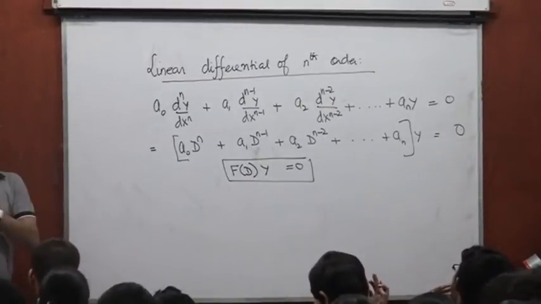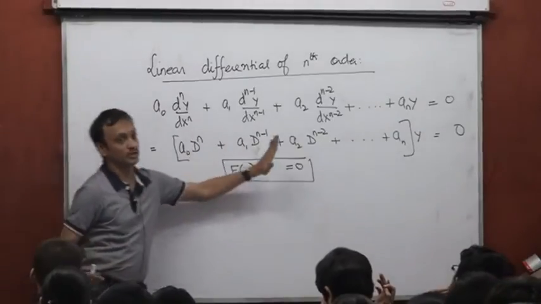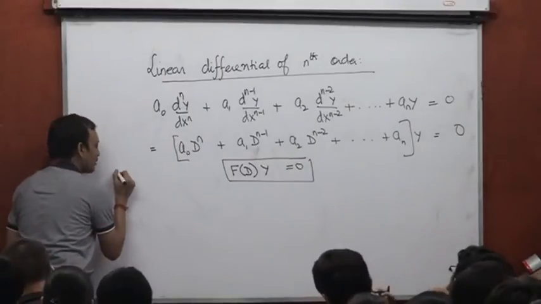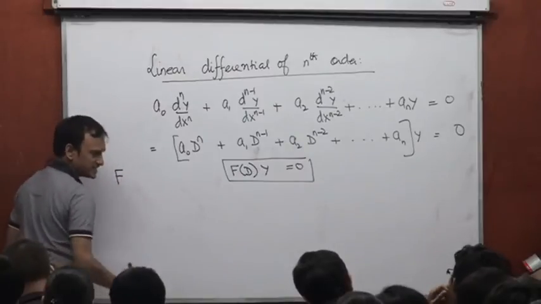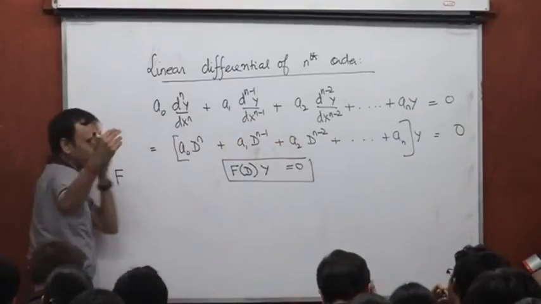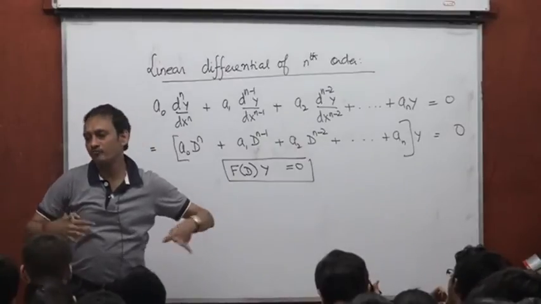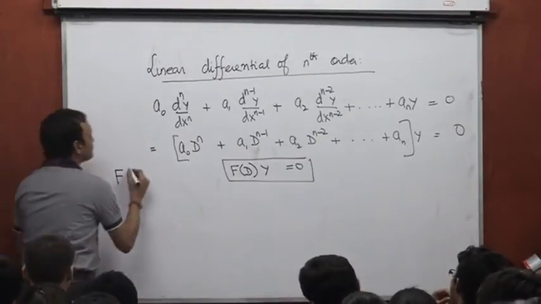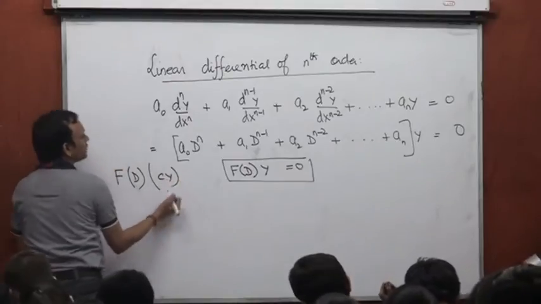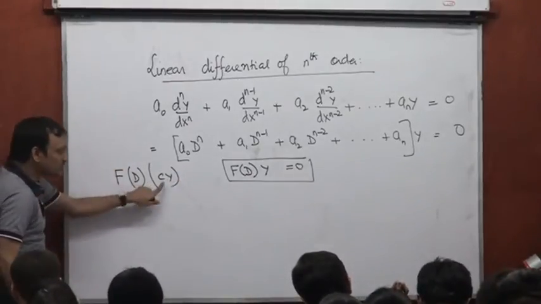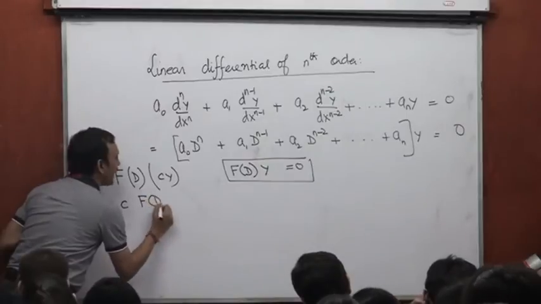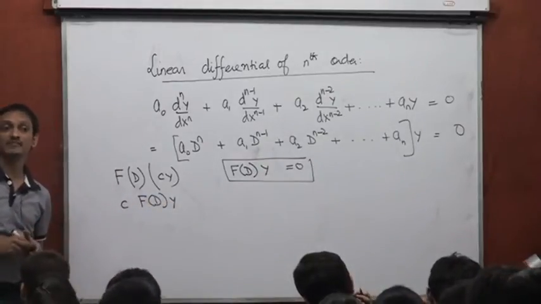Now, a few basic properties of this polynomial operator. This follows straight from properties of derivatives, because these are only derivatives of different orders, nth order, n minus 1th order, and so on. So it will inherit some of the properties of basic differentiation. If F(D) is an operator and it acts on some constant c times y, then this c can come out. This would be c times F(D) acting on y, right?